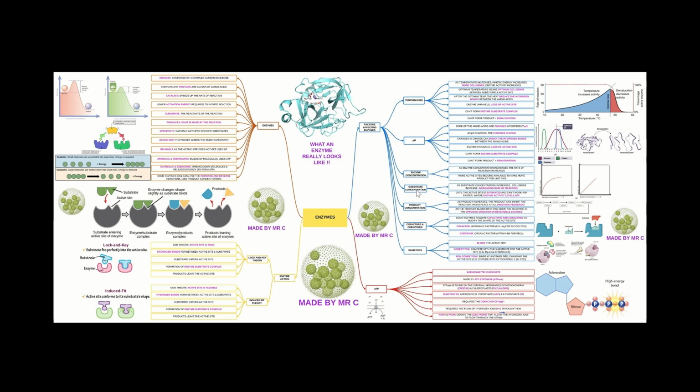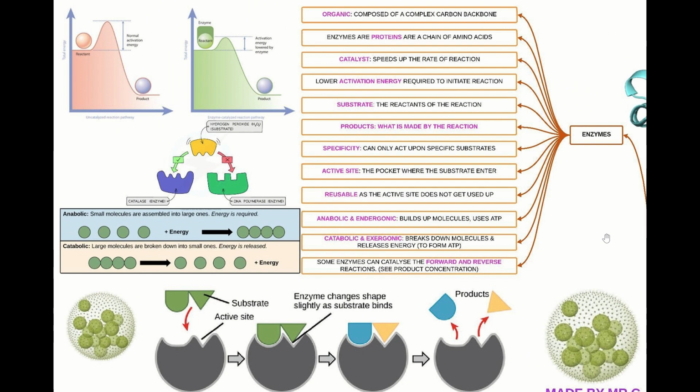Okay, we're going to zoom in. Enzymes are organic catalysts. Organic means that it has a complex carbon backbone. In fact, enzymes are proteins made of a chain of amino acids. Being a catalyst means it speeds up the rate of reaction. It does this by lowering the activation energy required to initiate the reaction.